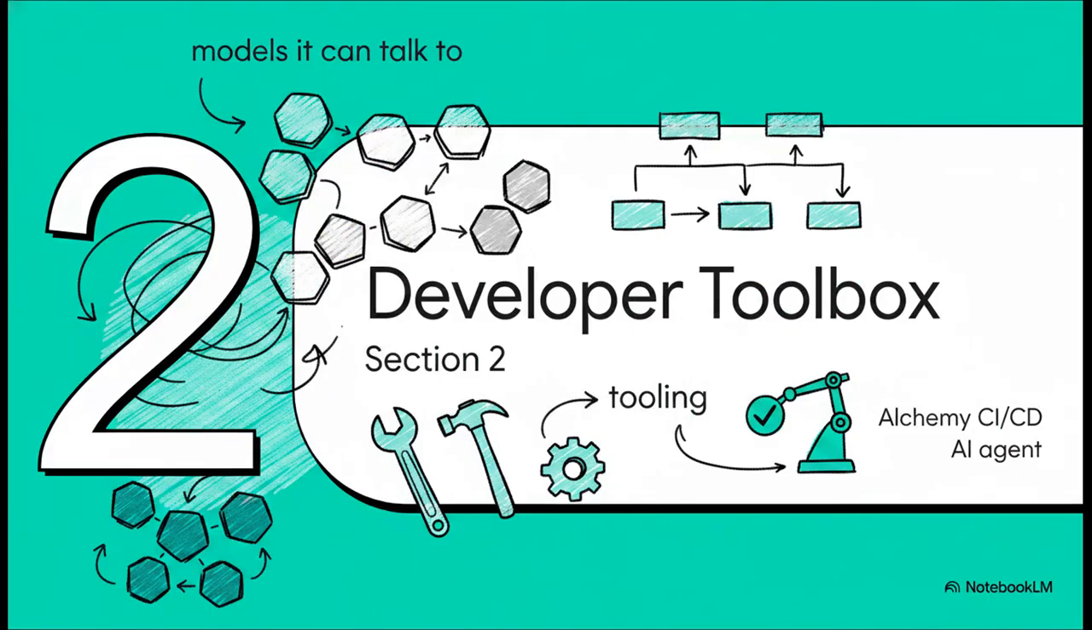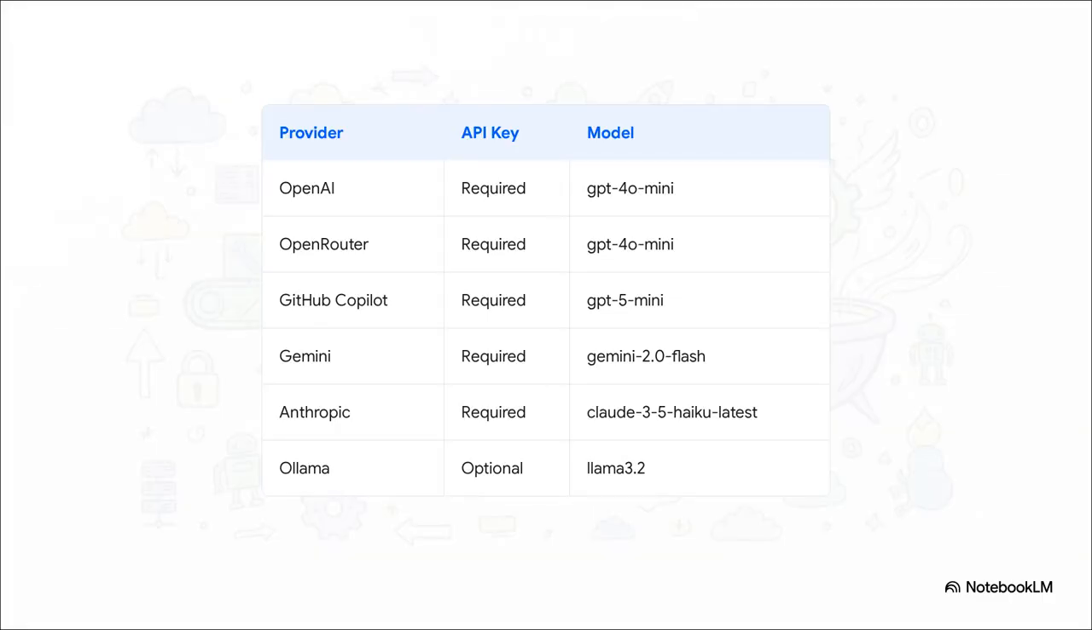Moving right along to Section 2, the developer's toolbox. Let's crack open that toolbox. Out of the box, Alchemy supports 6 major large language model providers. We're talking the heavy hitters here: OpenAI, OpenRouter, Anthropic, Gemini, and even GitHub Copilot if you feed it a personal access token.